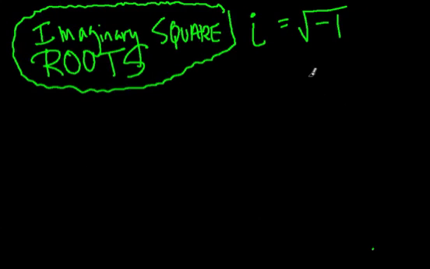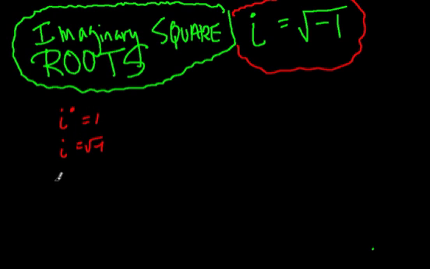This video is on dealing with imaginary square roots. In other videos, we examined i, this number, how it equals the square root of -1, and then looked at the pattern of i, where we have i to the 0 is 1, i equals the square root of -1, so i squared equals -1, and then i to the third power equals i squared times i, so -i, and then i to the fourth equals +1 again.